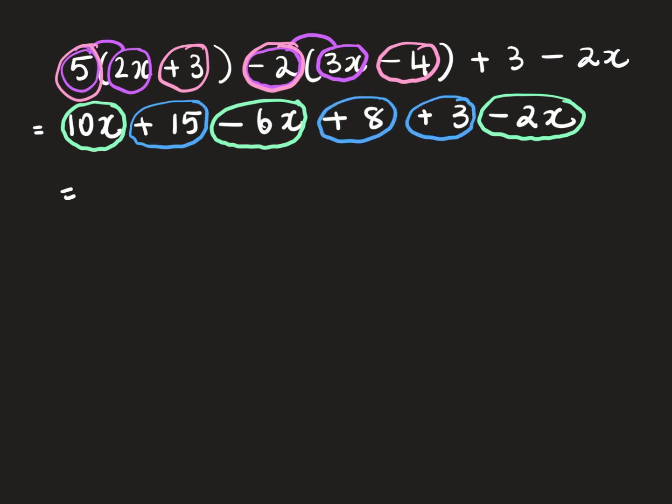Okay, how many x's do I have? Well, I've got 10 of them, minus 6 of them, that'll give me 4 of them. 4 of them minus 2 of them will just give me 2 of them. 2x. And what about my just numbers? I've got 15 plus 8, that's 23, plus another 3 will give me 26. How did you go with that?